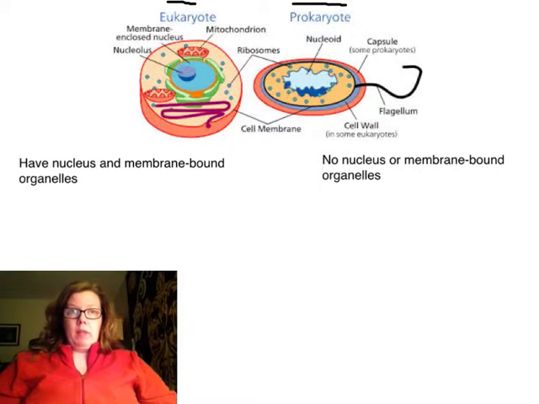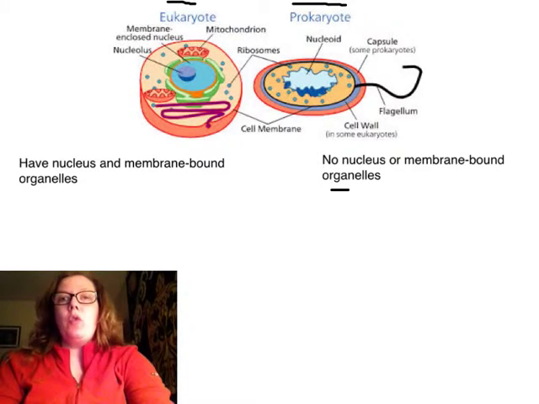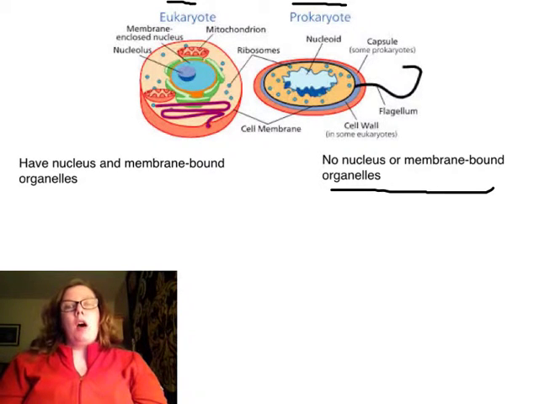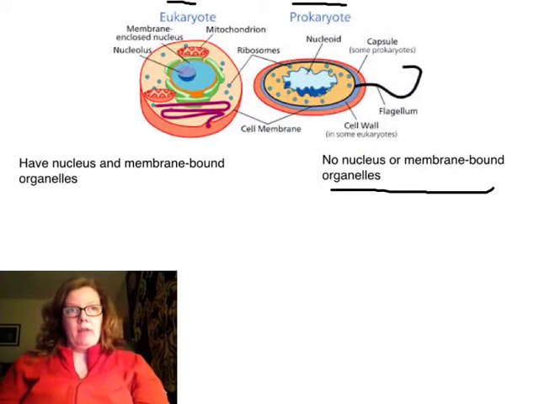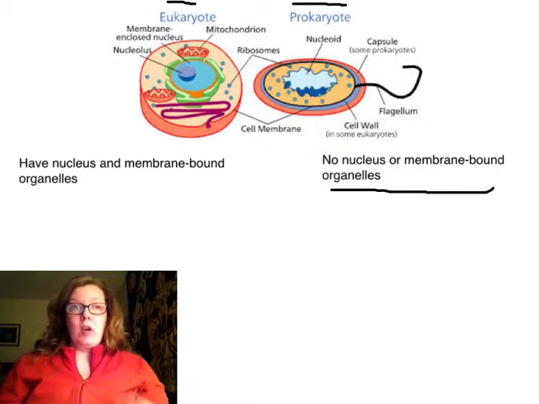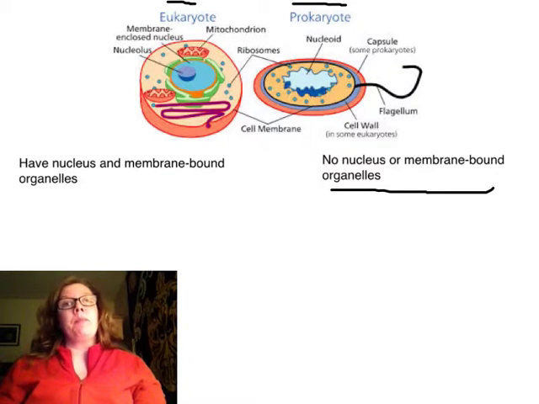Prokaryotic cells have no nucleus and no membrane-bound organelles. Because they lack all this stuff inside of them, they actually tend to be really super small, so small that they can get inside of eukaryotic cells and cause infections in eukaryotic cells.